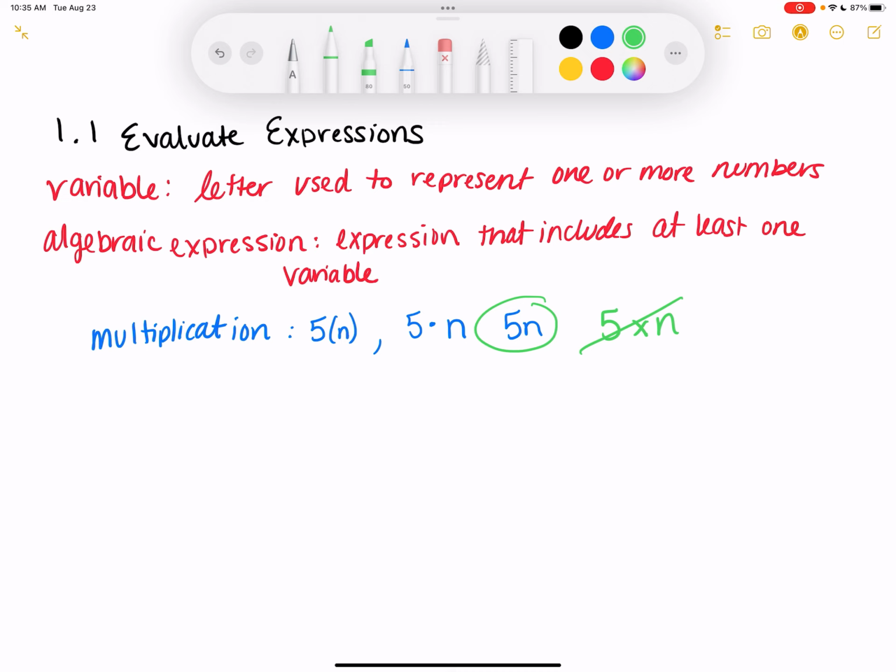So then if we had instead division, it could be written one of two ways. It could be written as something like 14 over y, so as a fraction. Or it could be written as 14 with the division symbol and then a y. And that would mean the same thing.